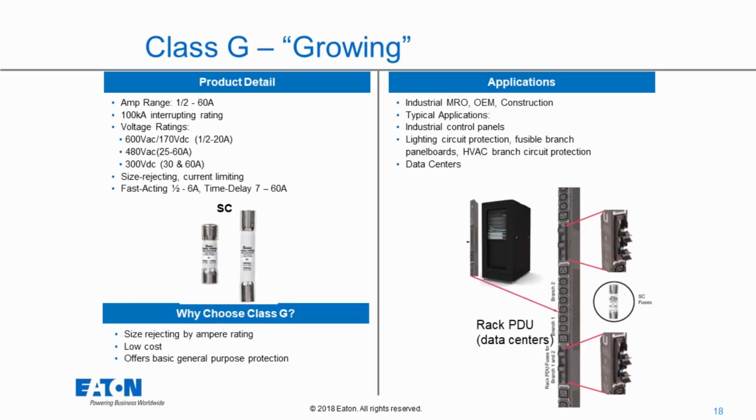So we look at the next type of fuse. This is a Class G fuse. So it's not as common as a Class CC for sure, but the nice thing is with this fuse, it's a half amp up to 60 amp. It's a 100,000 amp interrupting rating. So it's a very small fuse.